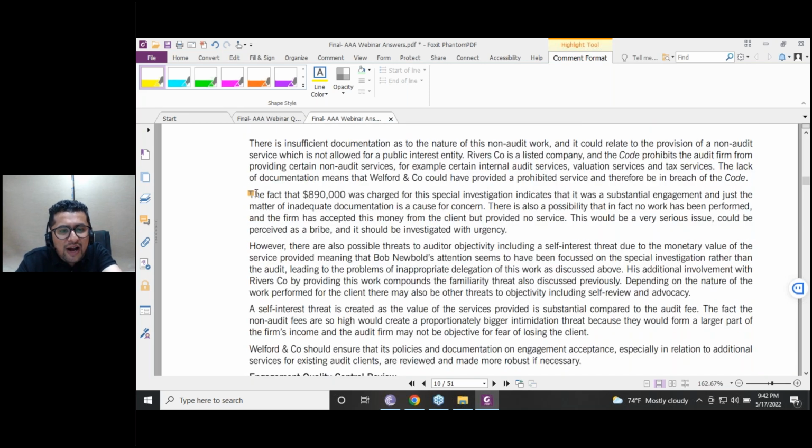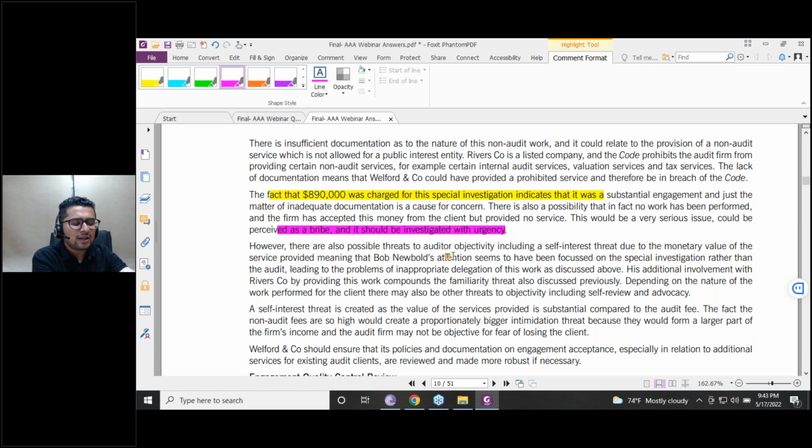Let's see. The fact that $890,000 was charged for this special investigation indicates that it was a substantial engagement. There is a possibility that in fact no work has been performed. There is a risk that this $890,000 was a bribe. So the client has given you a bribe, and on paper they have come up with an arrangement that you are performing work, but there is no detail relevant to that work. This would be a very serious issue and could be perceived as a bribe, and this should be investigated with urgency.